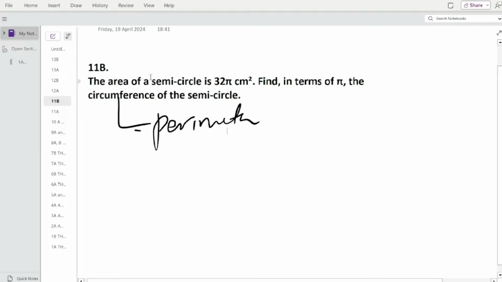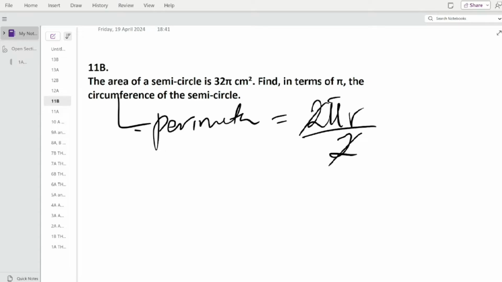And we're given the area of the semicircle. The perimeter of the semicircle is the perimeter of a circle, which is 2 pi r, divided by 2. That means these 2 will cancel these 2. The perimeter of a semicircle, since it's half of a circle, will be pi r. And we have our pi given to us. Our pi is a constant, but we don't have our radius.